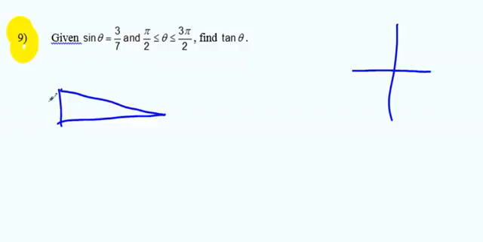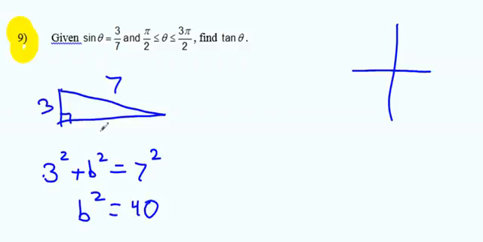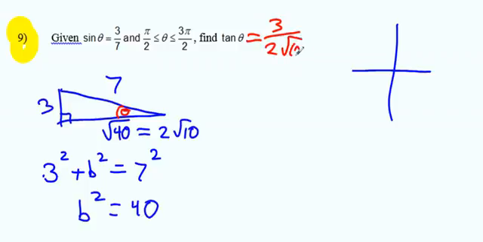Sine is opposite over hypotenuse, so the hypotenuse is 7. You can find the third side, a squared plus b squared equals c squared, 7 squared. So that's 49 minus 9. So this other side is the square root of 40, which is 2 square root 10. So tangent, this was our angle, opposite over hypotenuse for sine. Tangent is opposite over adjacent. Opposite is 3. The adjacent side must be, from the Pythagorean theorem, 2 square root 10.